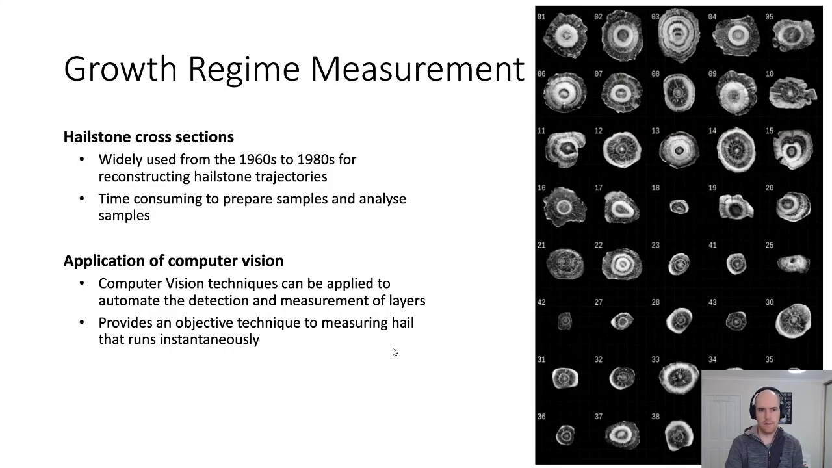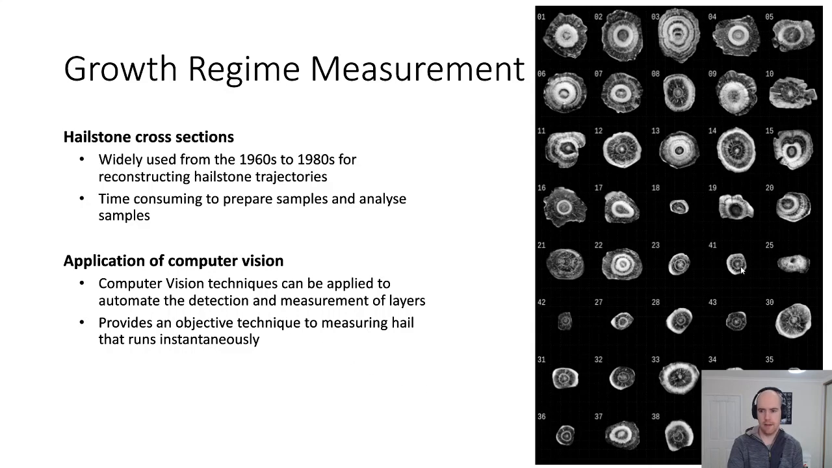Hailstone cross-sections were widely used in the 1960s to 1980s for reconstructing hailstone trajectories. It is time-consuming though to prepare and analyze samples. So more recently we've been exploring the application of computer vision, designed to automate the detection and measurement of layers within hailstone cross-sections.